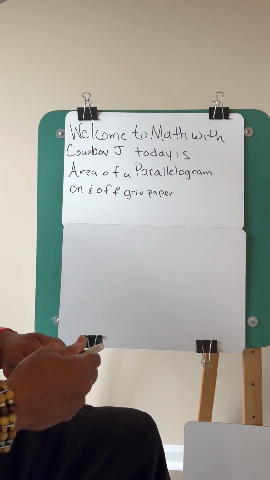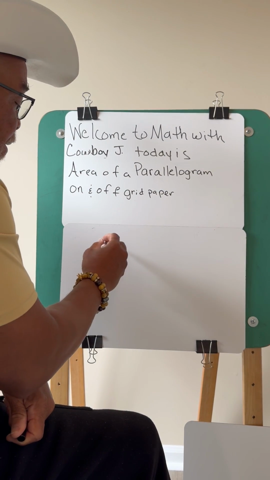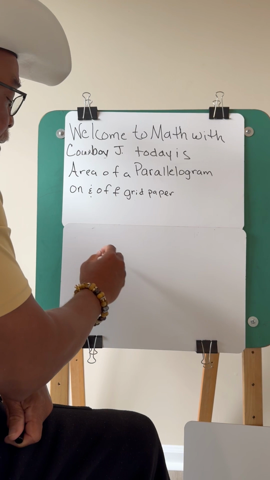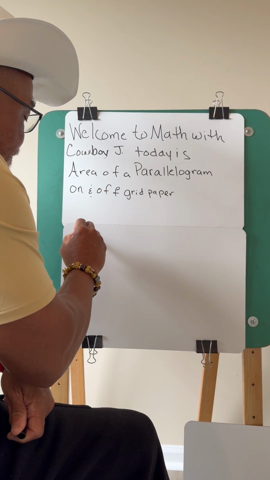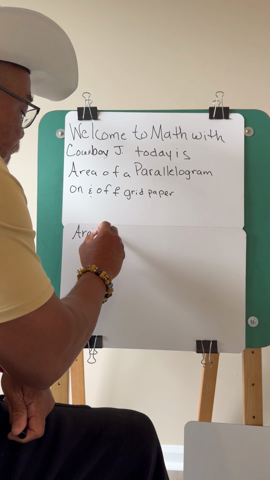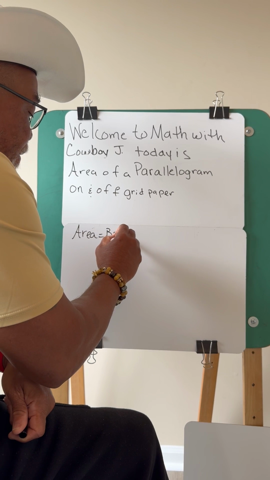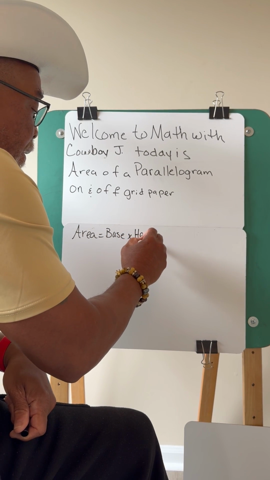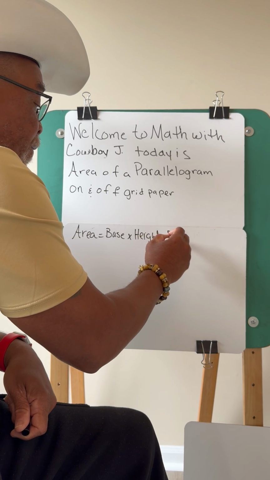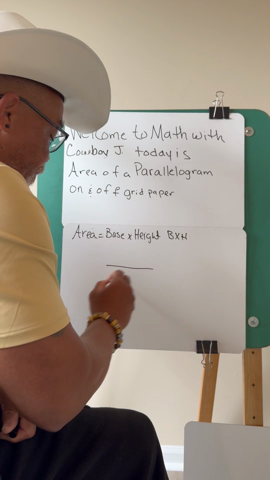Let's get into it. A parallelogram is a shape where the opposite angles are the same and the opposite lines are the same. So the area of a parallelogram is base times height. In other words, B times H.